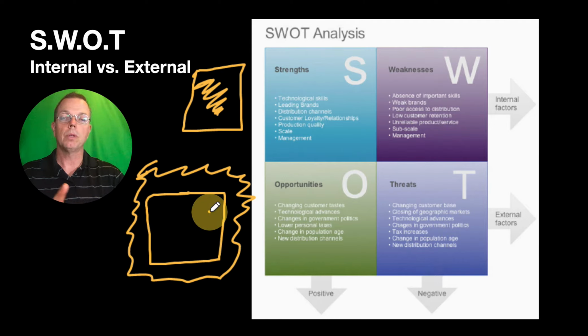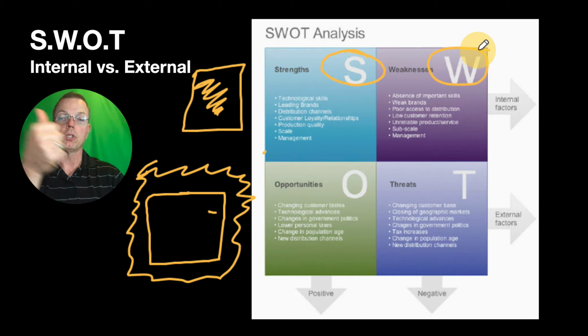Once you've determined whether it's something that's inside, something that you can control, or internal, or it's something that's external, something outside, then it's simple. Then you just define, is it a good thing or is it a bad thing? If it's internal and something's a good thing, it's probably a strength. If it's a bad thing, then it's a weakness. And if it's an external thing, is it good? Then it's an opportunity. And if it's a bad thing, it's a threat.